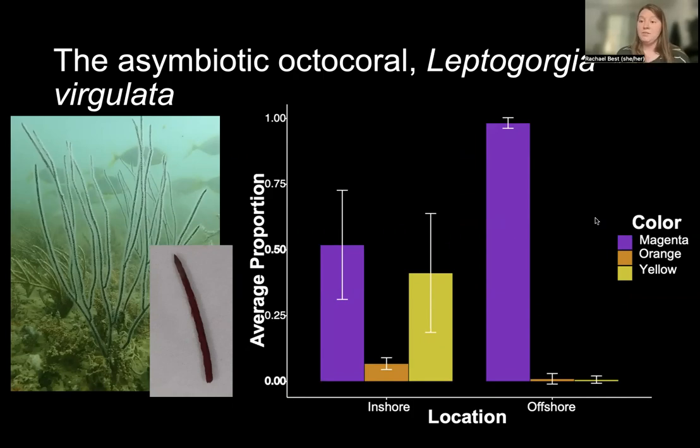But given this difference in distribution, for the sake of today's talk, I'm only going to be focusing on making comparisons between magenta colonies inshore and offshore to limit any potential morphological variation that might be driven by color morph.